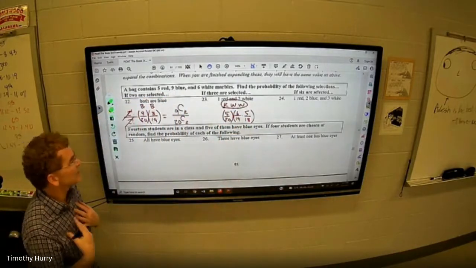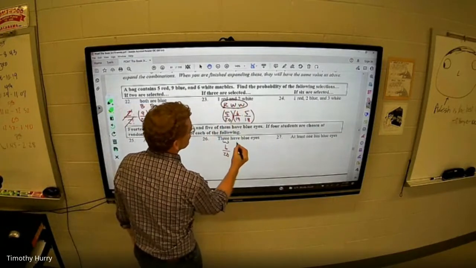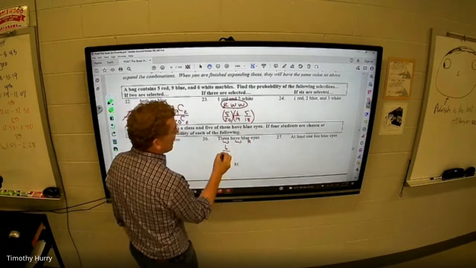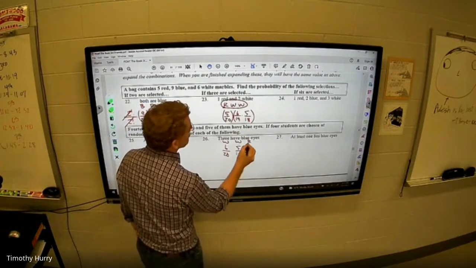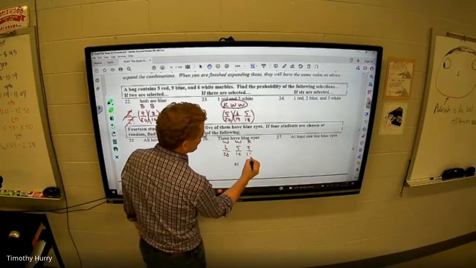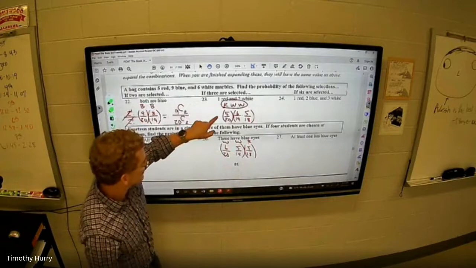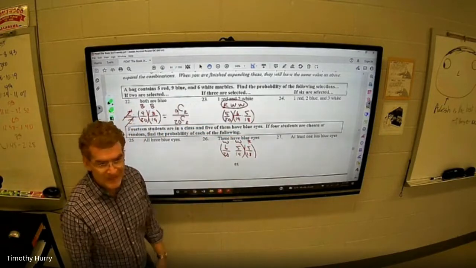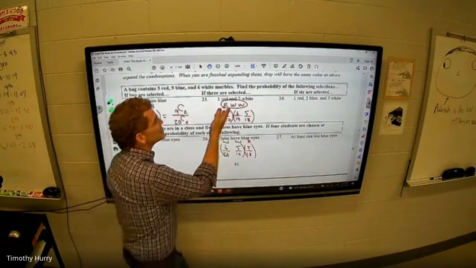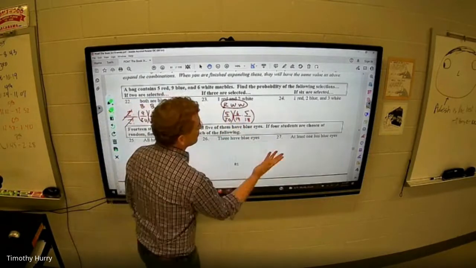Because look at the probability of going white, white, red. Watch. White, 6 out of 20. The next white, 5 out of 19. The red one, 5 out of 18. It may look like it's different because the numbers are over different letters, but look, you still have 5, 6, 5 on the top, 20, 19, 18 on the bottom. It's the same.